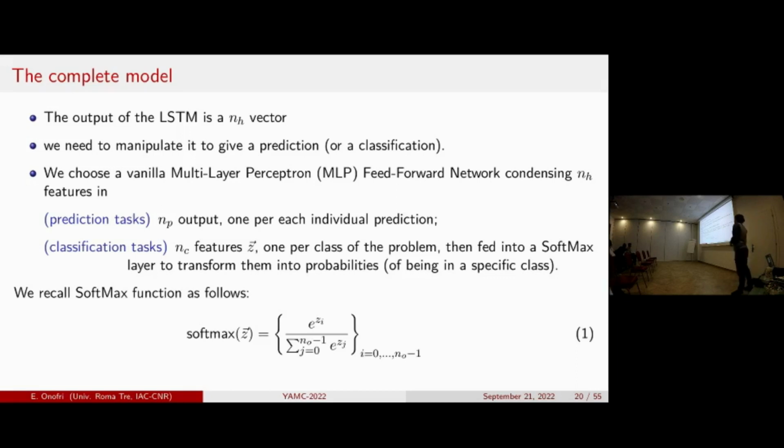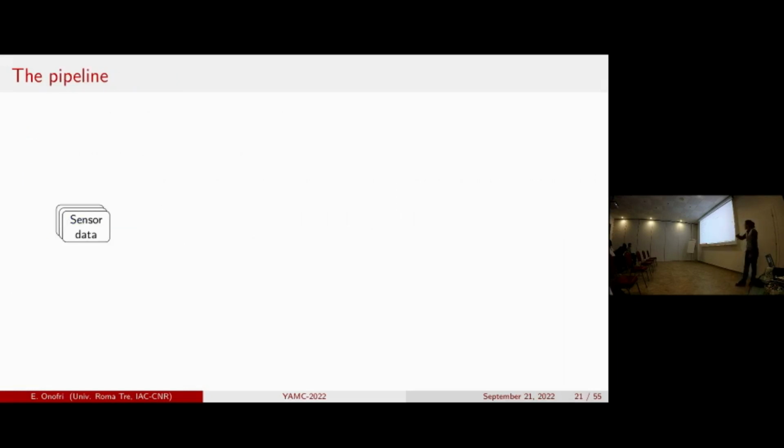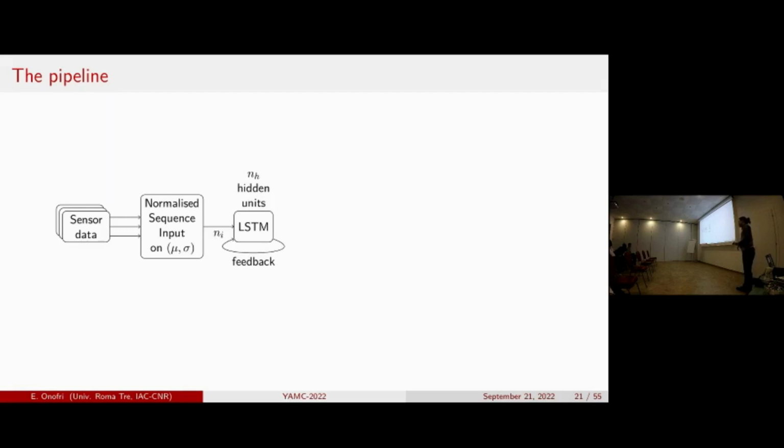And we recall the softmax, because maybe some of you don't remember it: it's a simple normalization of the weights. In a very simple way to explain it, we have the sensor data. We plug this sensor data into a normalizer, because we would like to extract only the normalized version, as neural networks usually work better in this situation. We apply the LSTM, which has some feedback, and then we plug the result into a multi-layer perceptron.